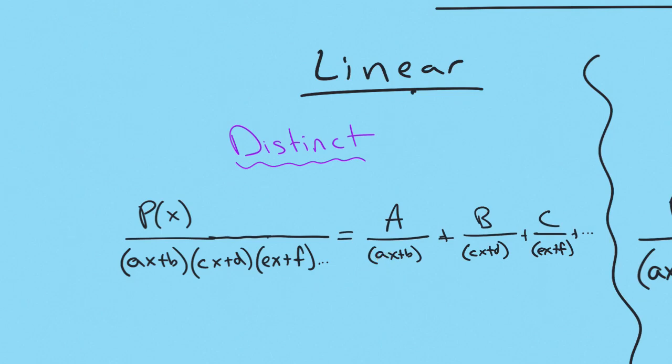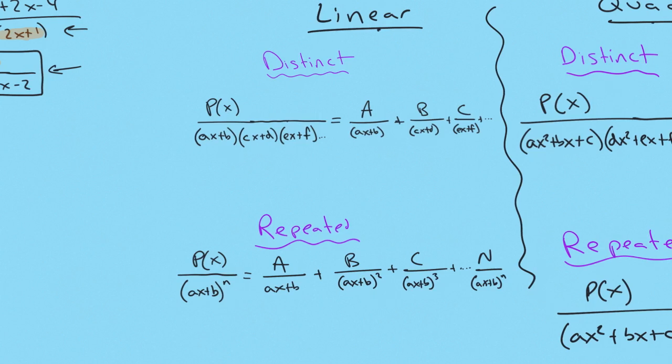Let's zoom out here and then look at what if the factors are repeated linear factors. In this case, again, we have a polynomial on the top, and we have some factor that's linear, ax plus b, repeated. So maybe it's to the second, or to the third, or to the fourth, in this case to the nth. And so in that case, we sort of have to build up to whatever that power is. So I have capital A over ax plus b plus capital B, so a new constant on the top, over ax plus b squared, and then to the third, all the way up until we get to the nth. And that's how we would deal with a repeated linear factor.